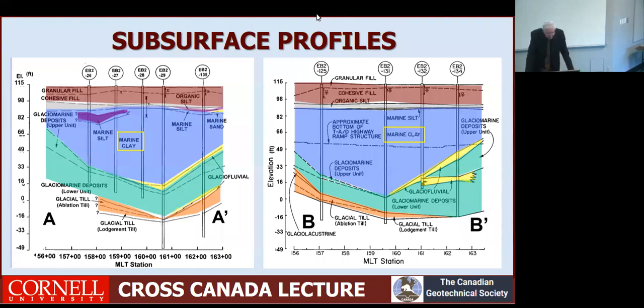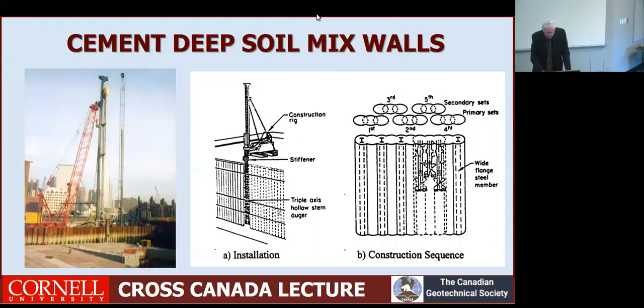And then you'll see immediately below, the glacial, the marine clay deposits, which vary in maximum thickness, whether you're at AA prime or BB prime, in thicknesses from 23.5 meters to 26.5 meters, so quite deep. We have it underlain by glacial deposits, which are quite stiff and quite strong. And once you can get into them, you can get a good anchorage and support.